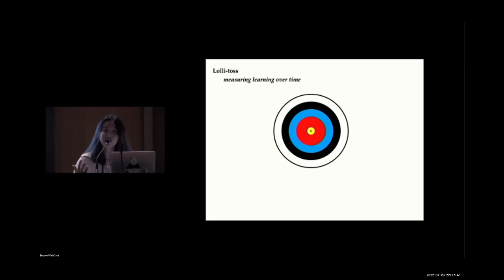Another benefit of using this game is that it makes measuring performance over time really easy. Based on the lollipop landing positions, we can construct the Euclidean distance from the landing position to the center of the target board and construct the learning curve across many trials.